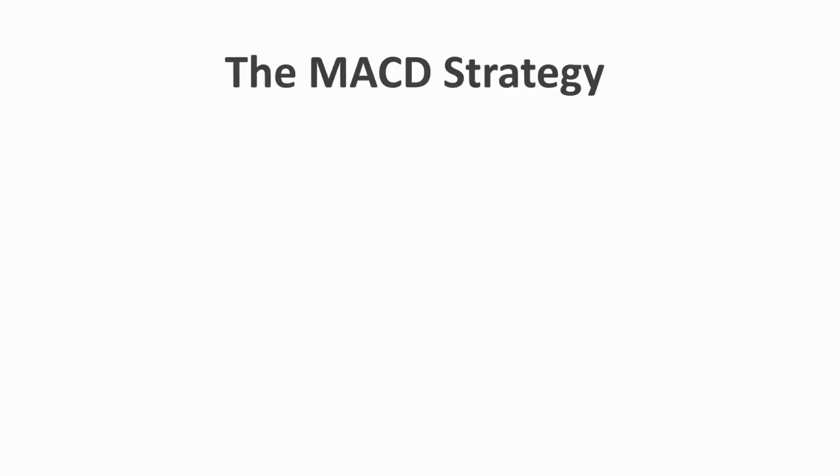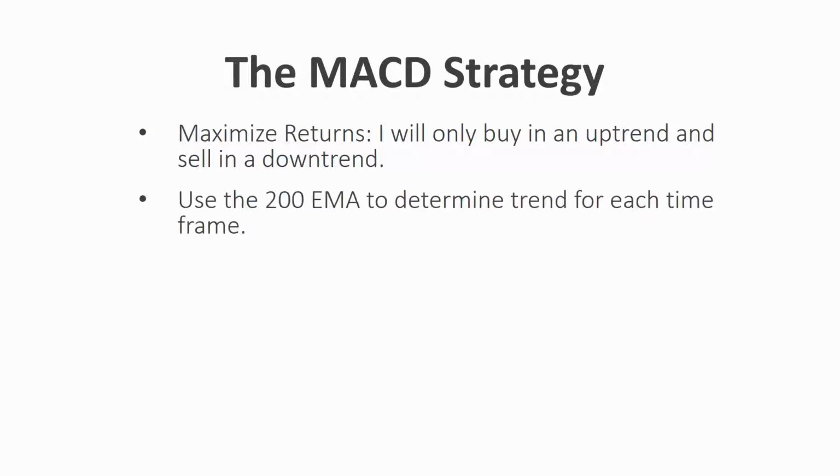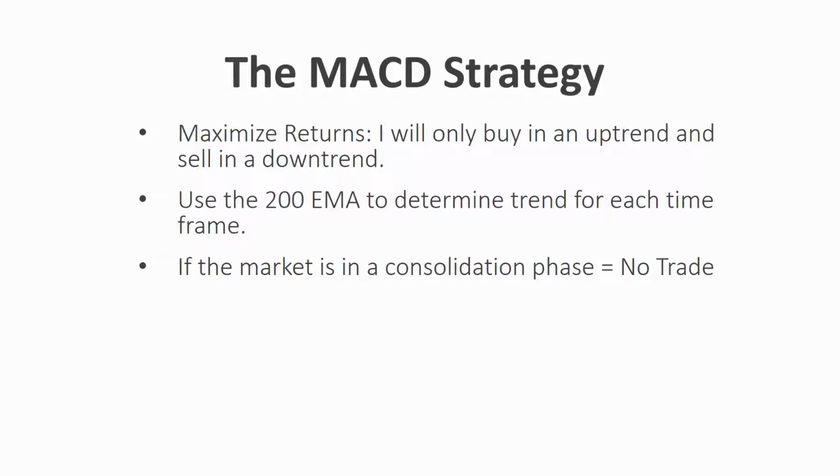I am following the MACD indicator, but to get better returns, I will only buy in an uptrend and sell in a downtrend. To determine the trend, I will use a 200 exponential moving average in each time frame. If the market is in a consolidation phase, then I will not take any trades. I will also use the 200 exponential moving average as my stop loss level.